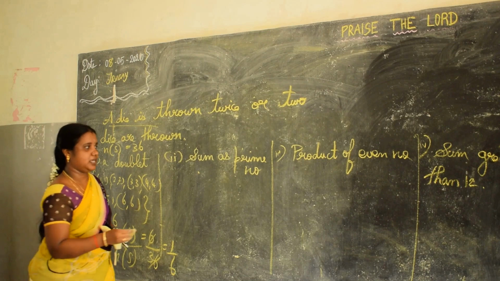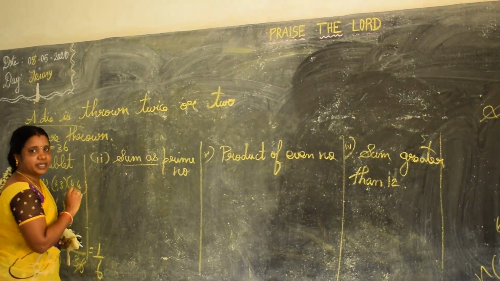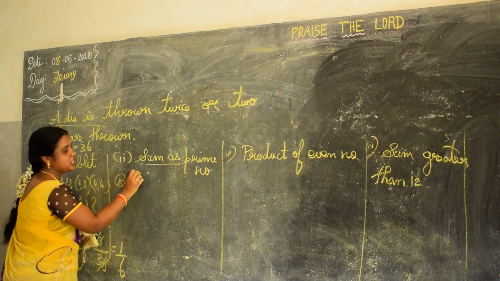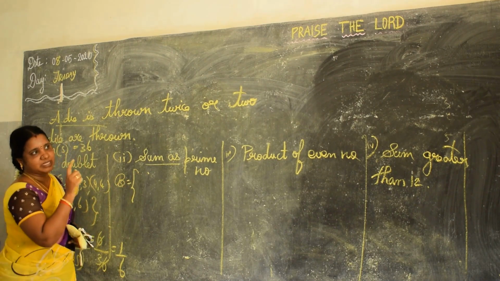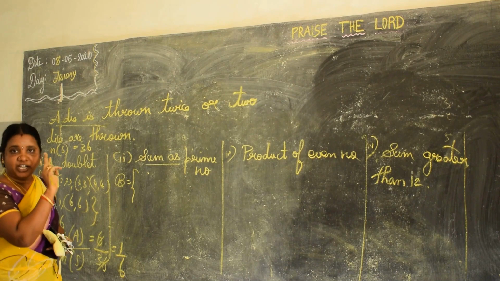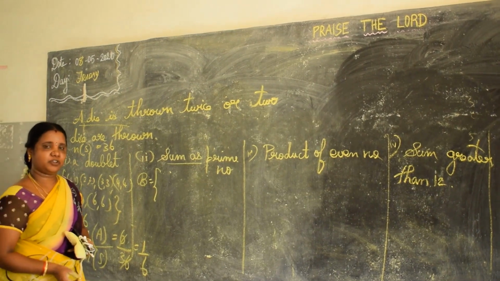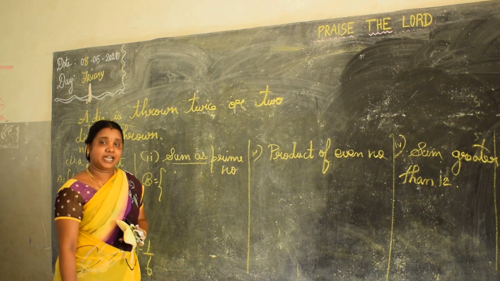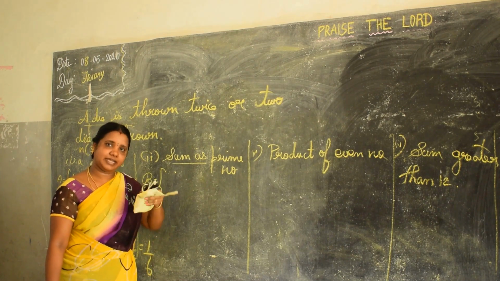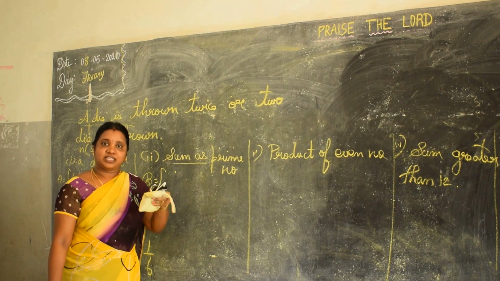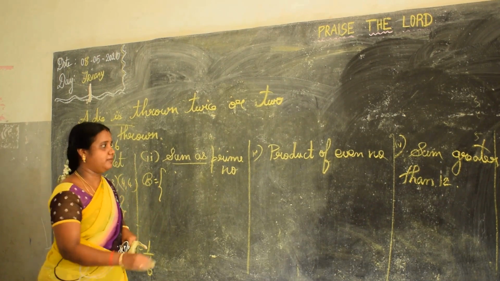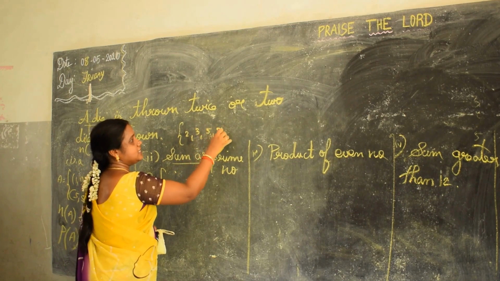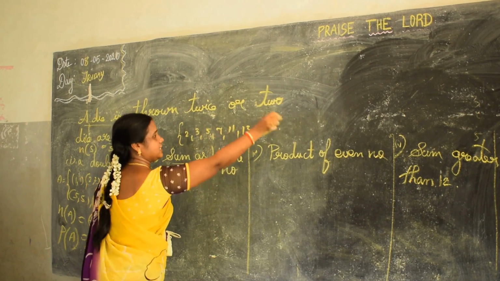Next we are going to see about sum as a prime number. That means I am going to consider this event as B. The experiment is B. Sum as a prime number means, see, in our sample space, if we add both, you have to get a prime number. What are all the prime numbers you know? First, what is meant by a prime number? A number which is divisible by 1 and itself. That means 2, 3, 5, 7, 11, 13, etc.